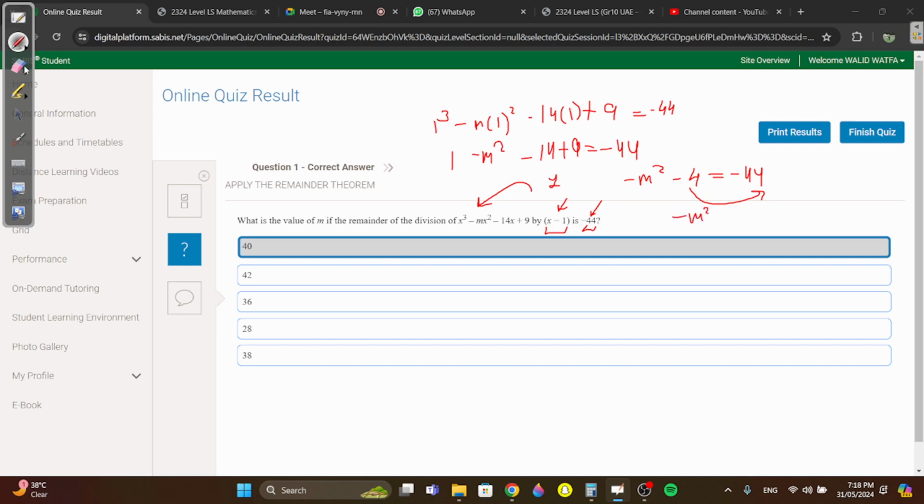Why did I put minus m squared? It's 1 squared, not m squared. I don't know why I put m squared. Okay, minus m equals minus 40. Divide by negative on both sides and it becomes m equals 40. Okay, there you go.